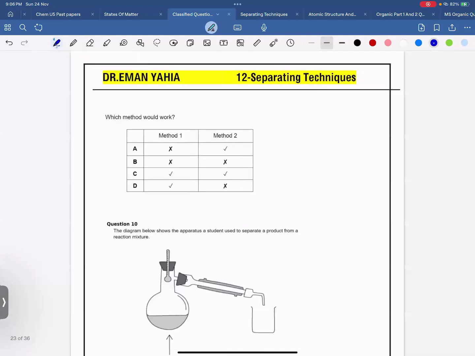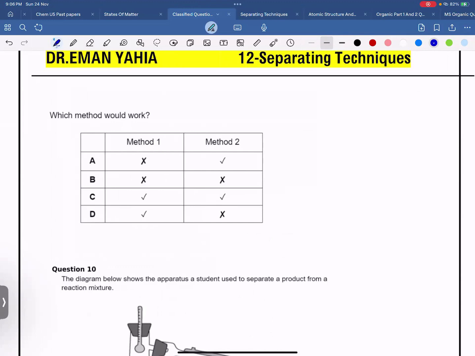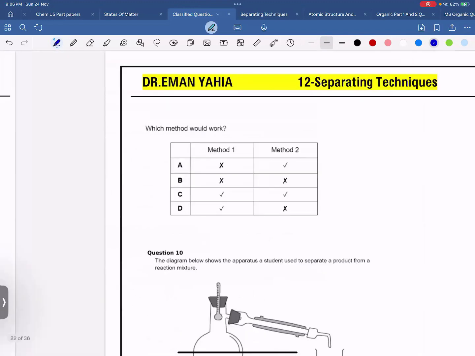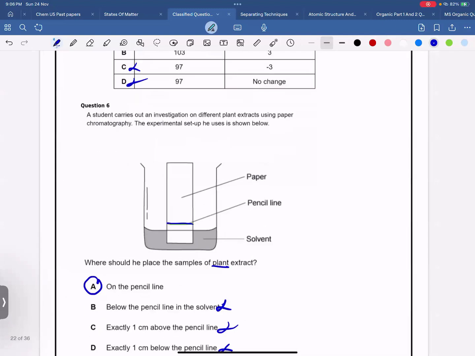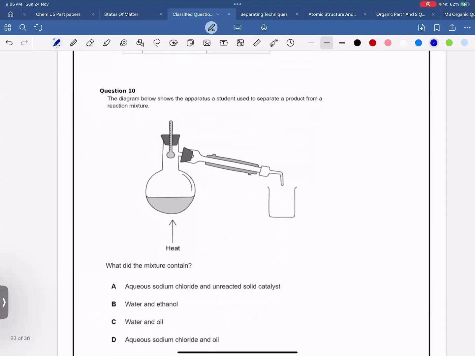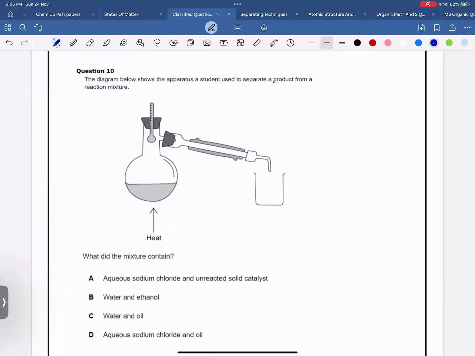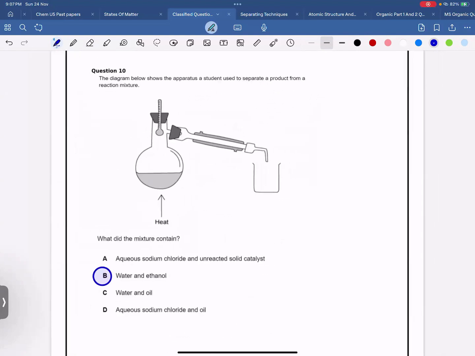Then which method would work, method 1 or method 2? Oh, this is a different question, I think. Okay. So the diagram below shows the apparatus a student used to separate a product from a reaction mixture. What did the mixture contain? It contains water and ethanol. So miscible liquids are separated by fractional distillation.